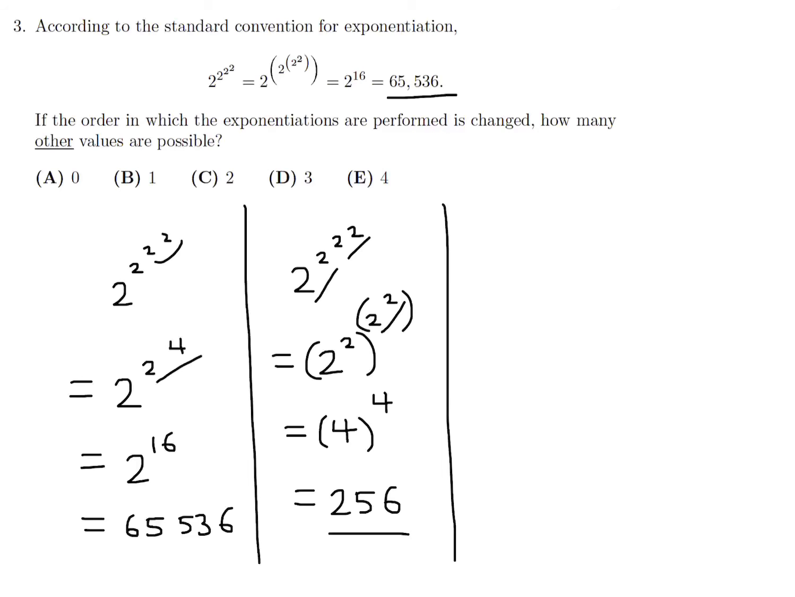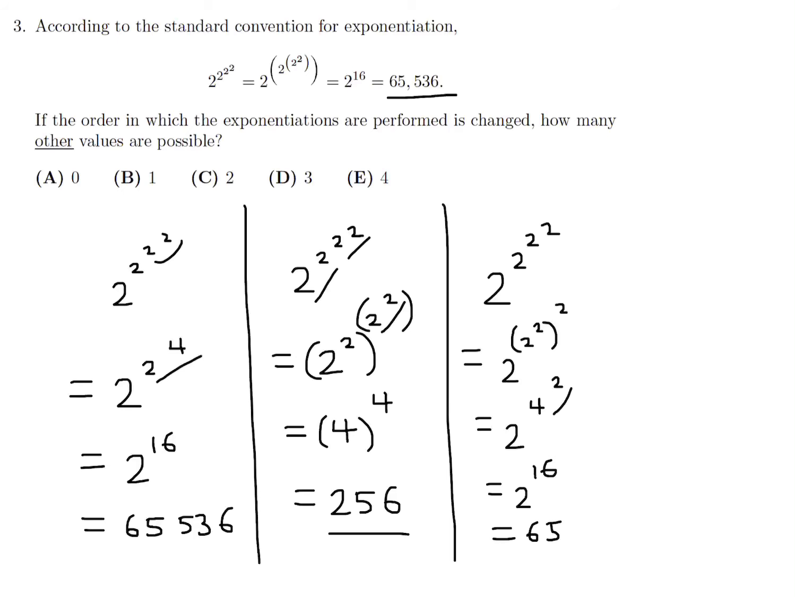Let's see if we can do it in any other way. 2, 2, 2, 2 is where we start from. How about if we do the middle numbers, like these ones. So then we'll have 2, this in the brackets becomes 4 and 2, and then this is going to be 4 to the power of 2, which is 16, and again we'll get 65,536.